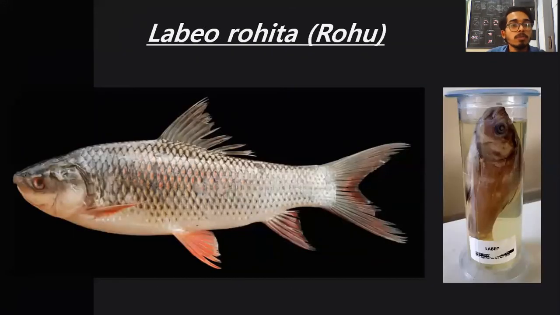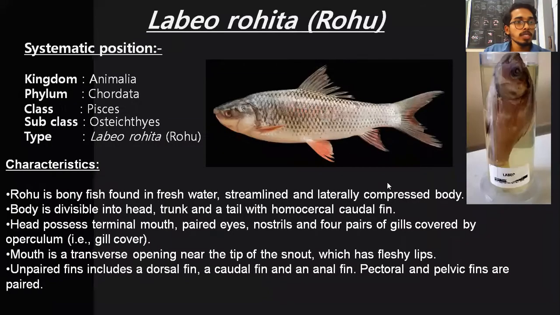Then moving on to the next specimen called Labeo rohita, commonly called rohu. This is also one of the most economically utilized fish, and they are freshwater fish. This is the specimen when it has been added into the fixative. Let us move on to its systematic position. It belongs to kingdom Animalia, phylum Chordata, class Pisces, subclass Osteichthyes. Osteichthyes because its endoskeleton is made of bone. The type specimen is Labeo rohita, commonly called rohu.